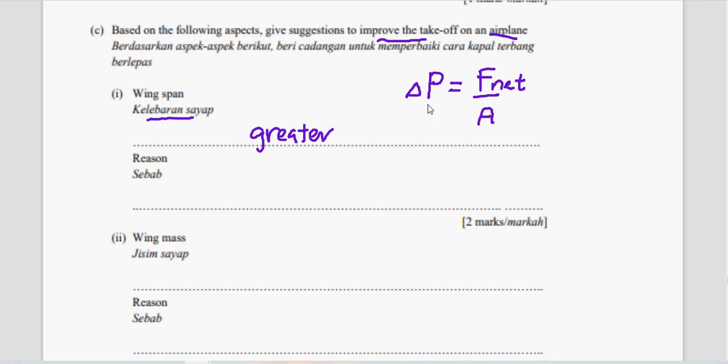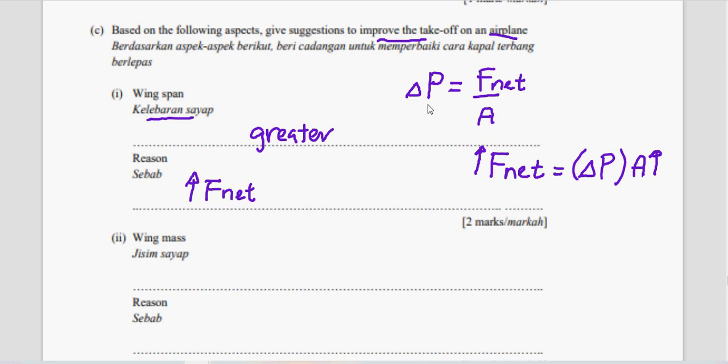Okay, so we can bring A to the other side. So it means that F net, the F net here is the lift force, sama dengan difference in pressure times the area. So if let's say the area is greater, it means that the net force, it means that the lift force will be greater. Okay, so jawapan yang boleh diterima will be F net ataupun lift force greater. Boleh? Clear or not? Boleh, ha?